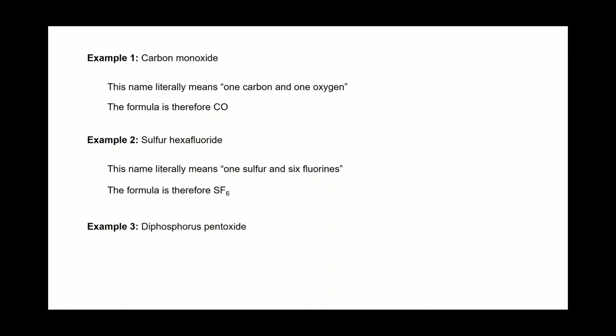Finally, we will look at a more complicated example. Diphosphorus pentoxide. This name literally means 2 phosphorus atoms and 5 oxygen atoms. The formula is therefore P2O5. If you would like to practice these types of formulae further, a practice sheet with answers is given at the bottom of this page.